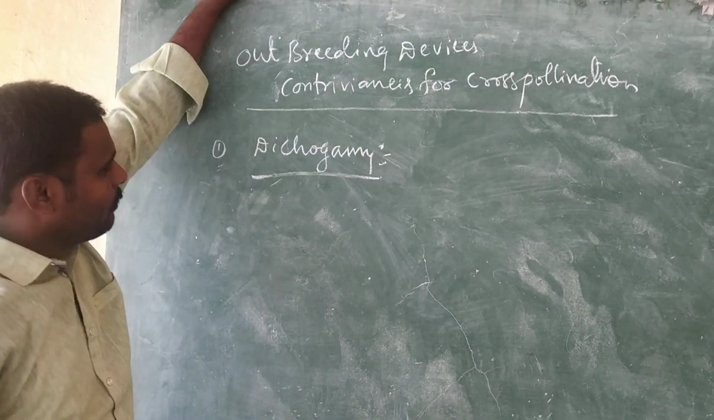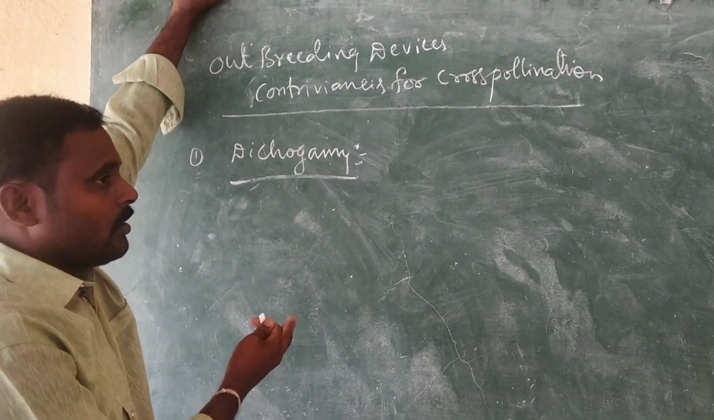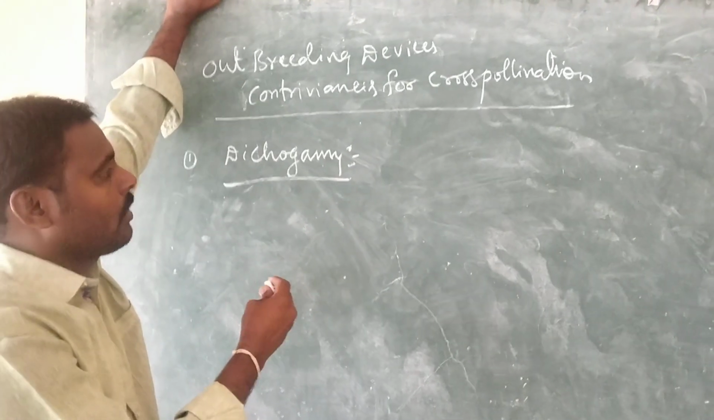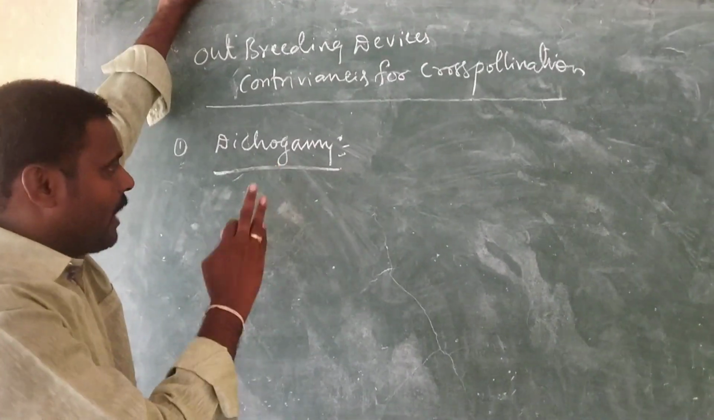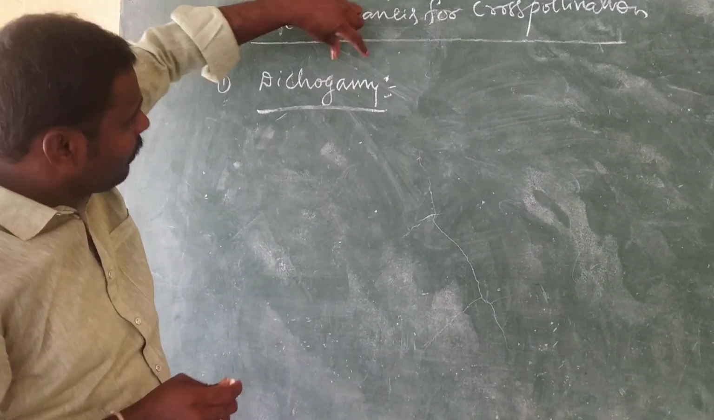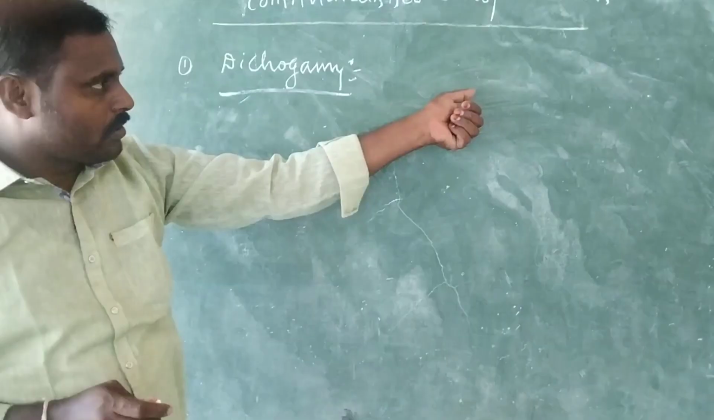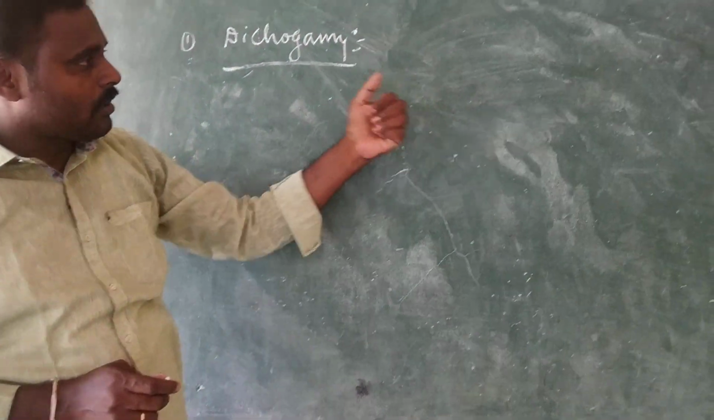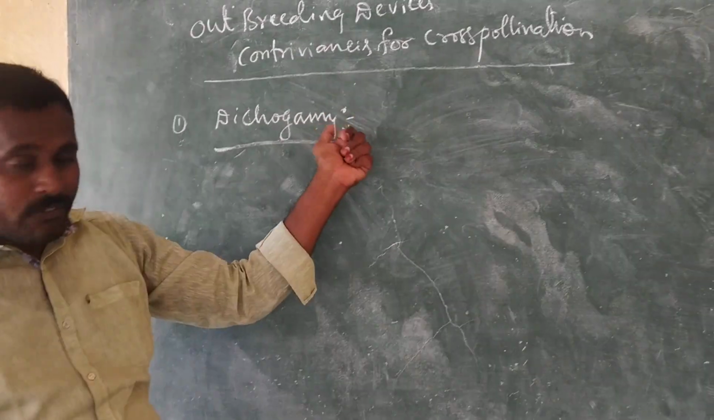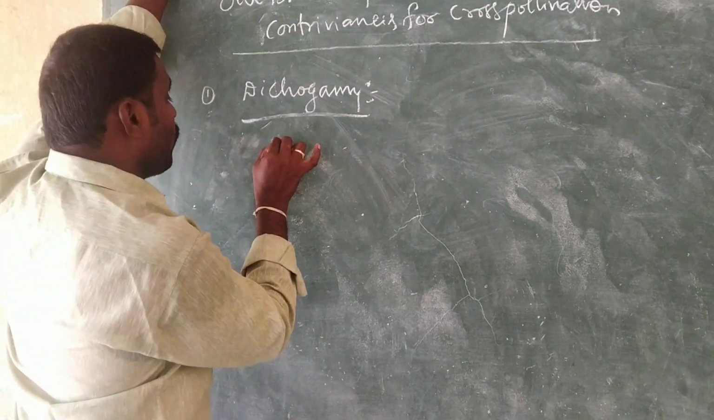What is this dichogamy? In bisexual flowers, the male reproductive organs mature on time, but the female reproductive organs do not show synchrony. So as a result, we can find two types of flowers in these members. What is the condition? The flower is bisexual, but the male reproductive organs mature while the female reproductive organs do not show synchrony. As a result, it facilitates cross pollination. Based on that, the flowers are of two types.